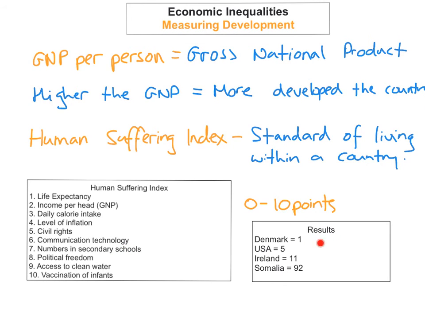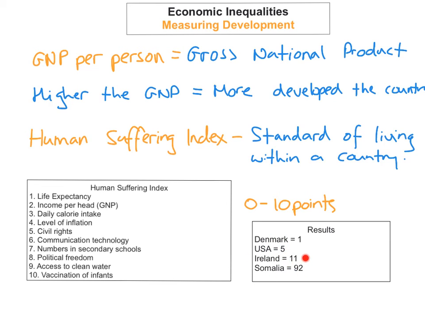Okay, so I'll put some of the results in here. You can see Denmark scored 1. So that means that their human suffering index is very, very low. They've got an excellent quality of life, which is just scoring 1 point on the suffering chart. USA has scored 5, Ireland has scored 11. So these three countries are very, very developed: Denmark, USA and Ireland.